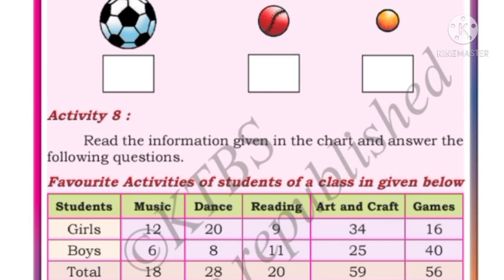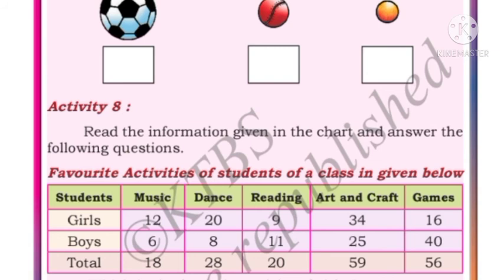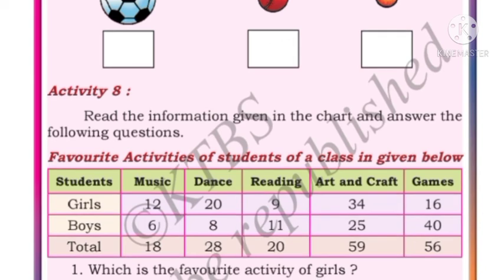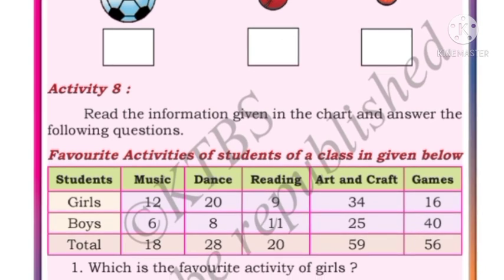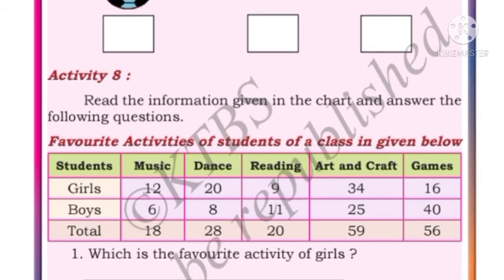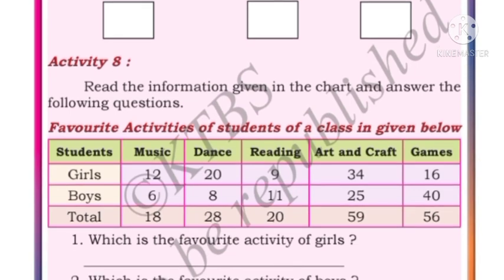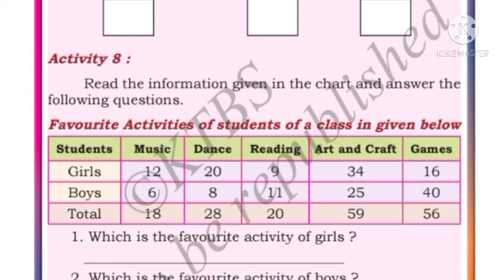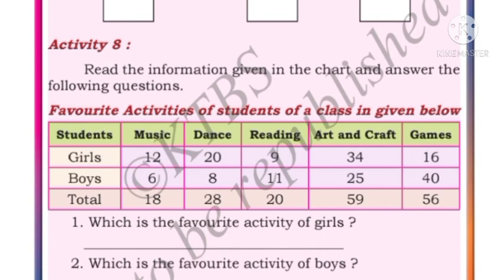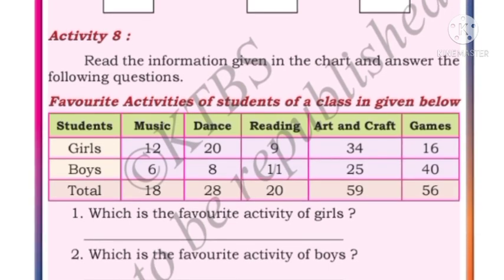have participated. In the music, 12 girls and 6 boys have participated. In the dance, 20 girls and 8 boys have participated. In the reading, 9 girls and 11 boys have participated. In the art and craft, 34 girls and 25 boys have participated. And in games, 16 girls and 40 boys have participated, right? Now here, down below, the total number of students is also written. Now by seeing the above data, we have to answer the following questions, okay?